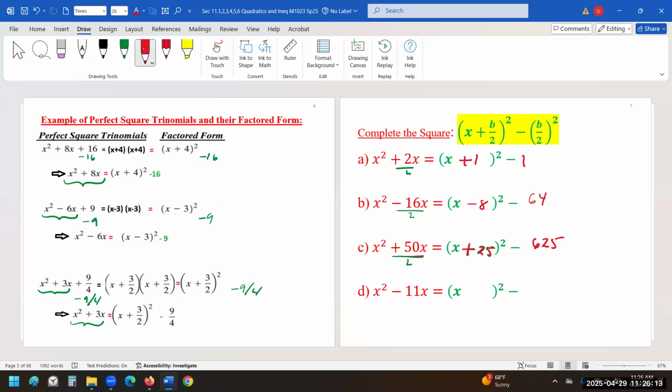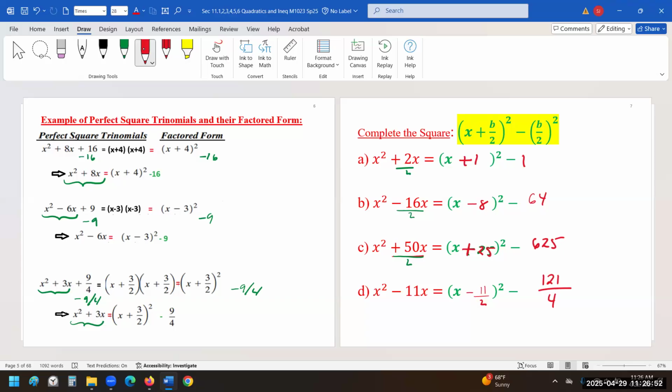And now the last one. We have x squared minus 11x. So it's negative 11 over 2, half of 11. And how much are you subtracting? That squared, right? So what is 11 squared? 121. And what is 2 squared? 4. So it doesn't matter if you have a fraction or a whole number. Always take half of b and you're subtracting that amount squared.